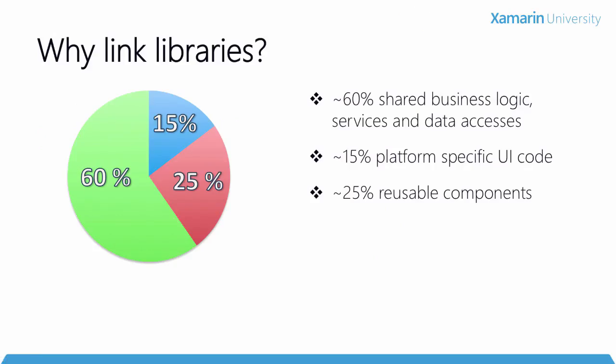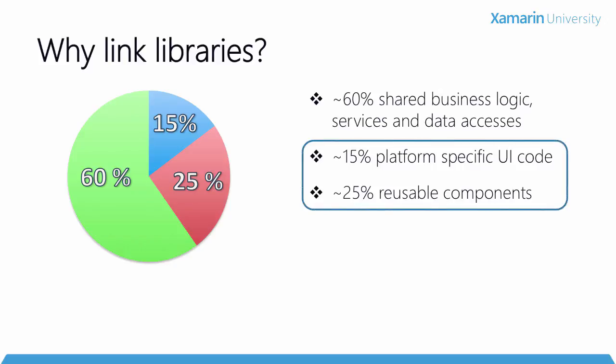As we've learned in XAM 110, Intro to Cross-Platform Mobile Development, we have various places inside our applications where we can share components or various other code that is non-specific to our application. So let's take this typical example of an application. 60% of our code can be in shared business logic, services, and even data access. 15% could be in platform-specific UI code, and 25% could be in reusable components. It is the last two items that we're going to look at for reusing components.